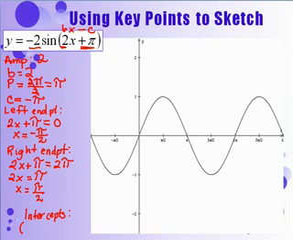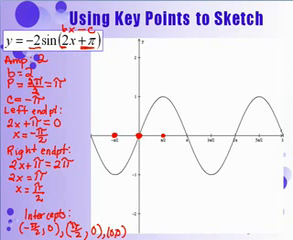For the left one, we're going to have negative pi halves, 0. For the right, we're going to have positive pi halves, 0. Halfway in between those two, we have the point 0, 0, so that's our third intercept.